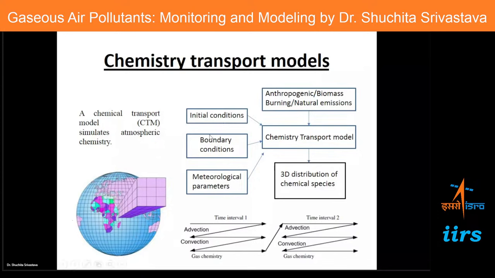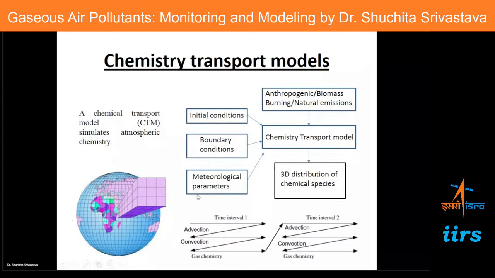Then we require boundary conditions. Suppose we are interested only over the Indian region, right? We are interested only in the distribution of air pollutants over the Indian region. So we will make our model domain in such a way that it surrounds the Indian region, and the rest of the region we are not interested in. So it will form a boundary around the Indian region, right? The grids which are present at the boundary should know what is coming from outside of the model domain. So we have to provide a boundary condition at the boundary of the model.